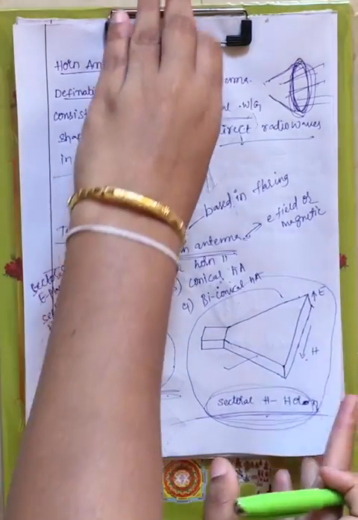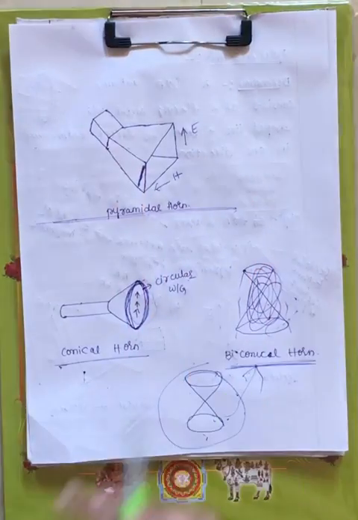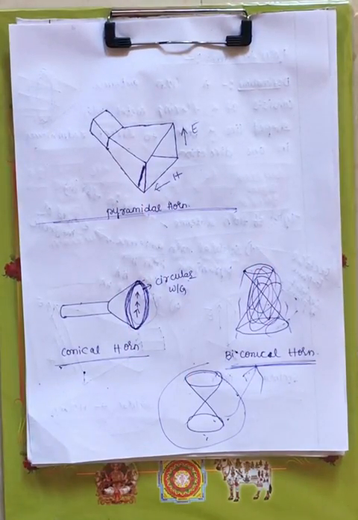Now coming to pyramidal horn, here the flaring is done in two directions. What are those two directions? Electric field direction and magnetic field direction. Under pyramidal horn, flaring is done in two directions, that is electric field and magnetic field direction.